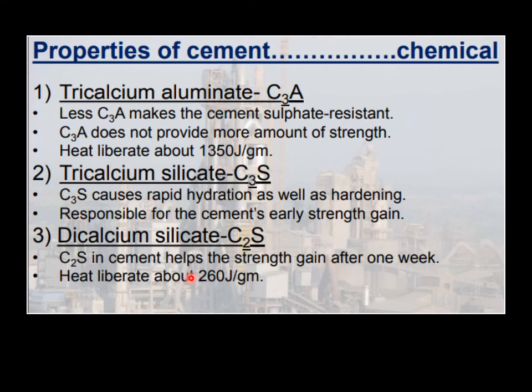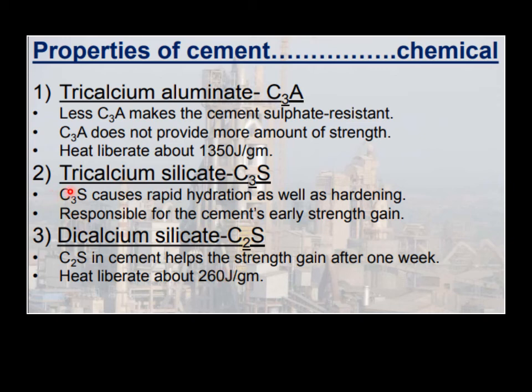See, if one is doing research on cement or any replacement of cement, one should know the application or the properties of Bogue compounds. Okay, so see C3A, that's one of the Bogue compounds. What happens if C3A is less? Less C3A makes the cement sulfate resistant. C3A does not provide any amount of strength, and heat liberated by C3A is about 1350 joules per gram.